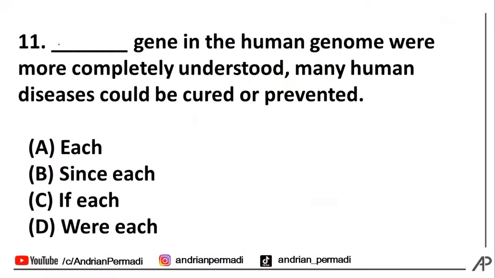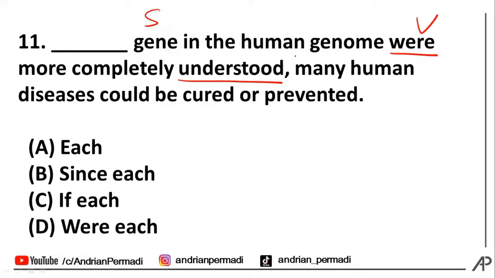In this sentence, we are able to see that the blank space is near the word gene. Gene is a noun. Now, a noun can function both as a subject or an object. Because the word gene is in the beginning of the sentence, it can be determined that it functions as the subject of the sentence. Now let's try to find the verb. The verb is were and understood. These are verb phrases, were more completely understood.